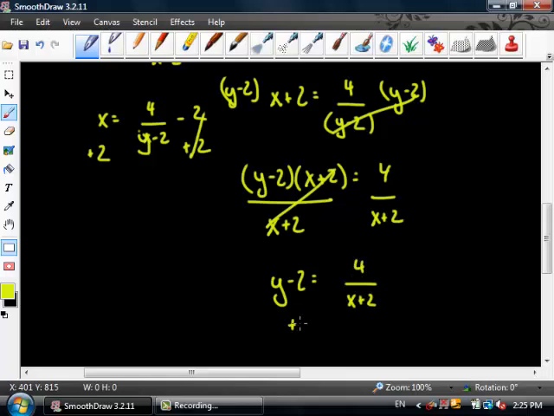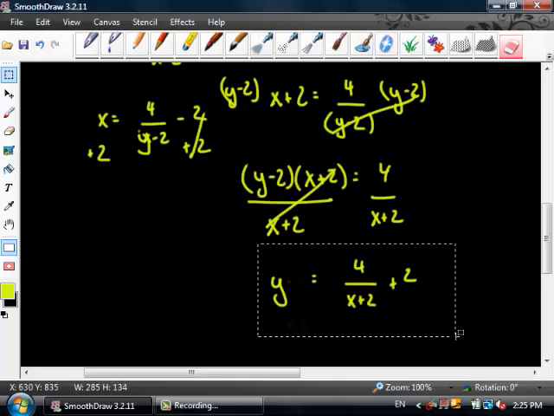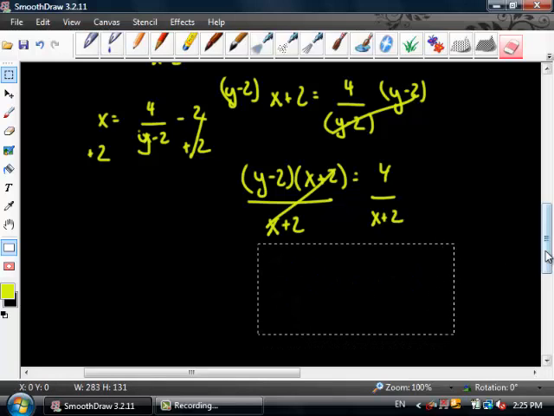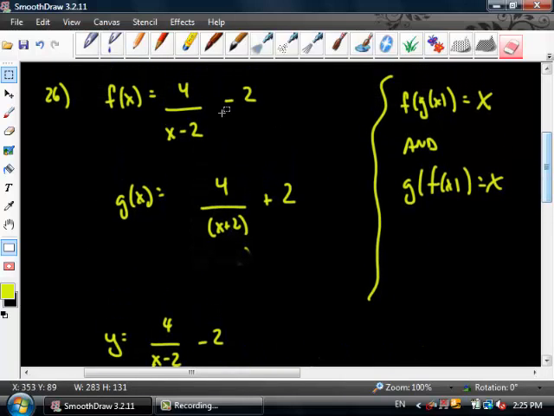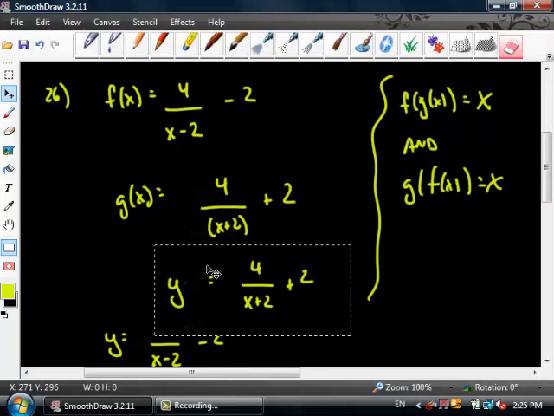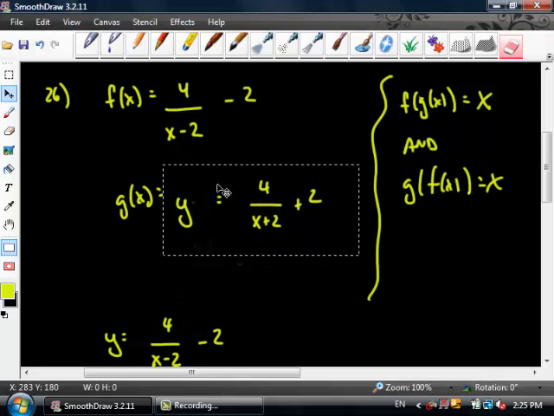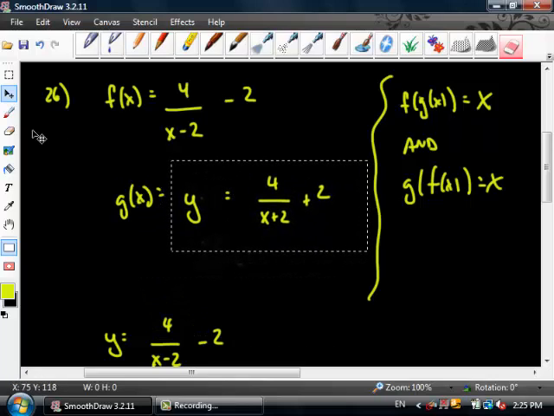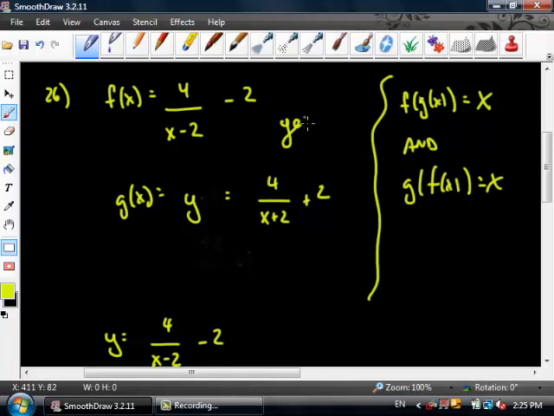Last thing I'm going to do is add 2 to both sides, and then that thing is going to go away. And that's what I end up with: 4 over x plus 2, plus 2. So let's see, does that match what I was given? Does f of x match g of x? Do they match? They do. So the answer is yes.